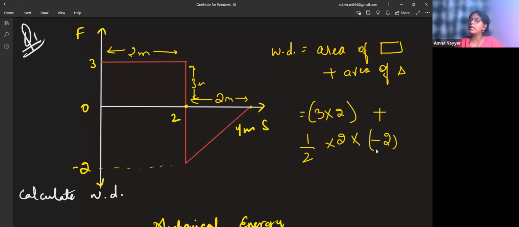So automatically you will get a minus sign. 2 will get cancelled. So 3 into 2 is 6 minus 2. Answer is 4. That's it.